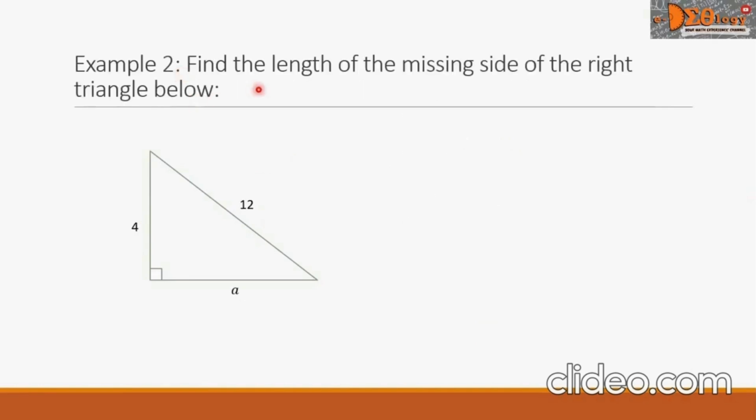Let us have example 2. Find the length of the missing side of the right triangle below. In the figure, the missing side is the base, and this is denoted by A in this problem. The hypotenuse is 12, and the side here is 4 units. Our Pythagorean theorem is here that we're going to use to solve the missing side. Substituting now the values, the c square is now 12 square, that is the hypotenuse to be squared, equals the a square, that is the missing side, plus the b square is now 4 square.